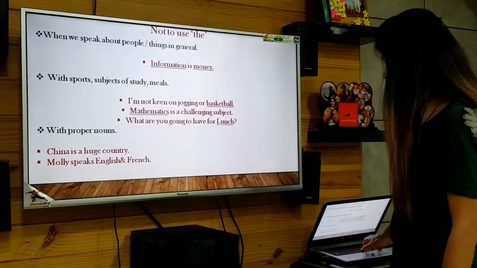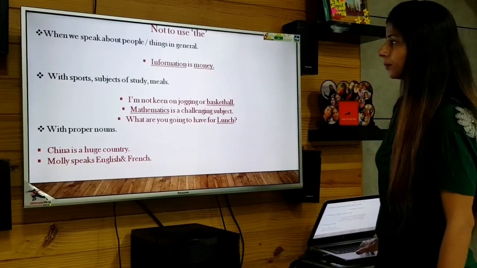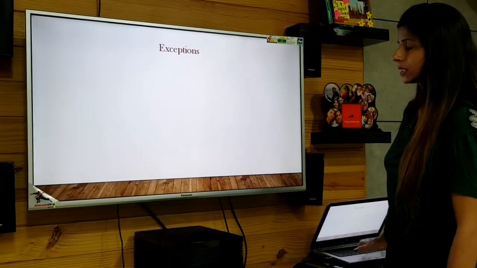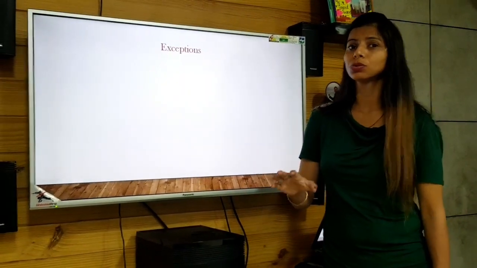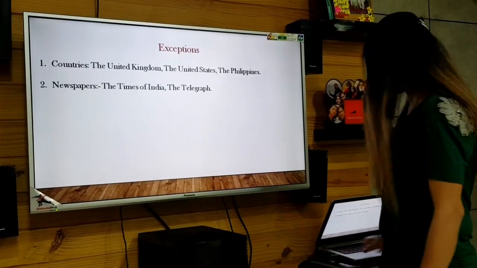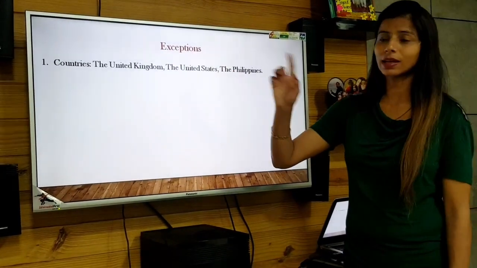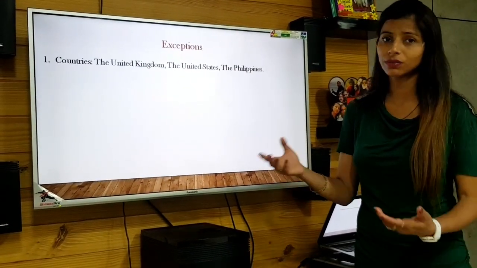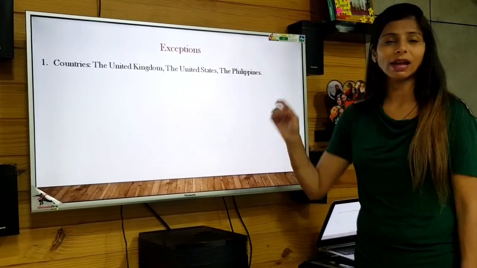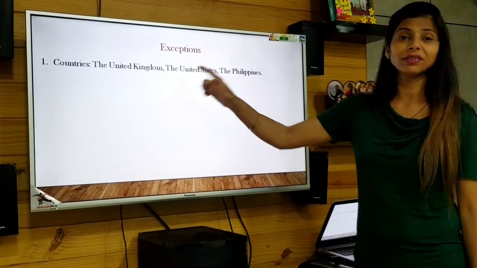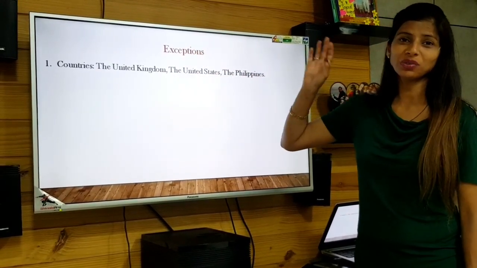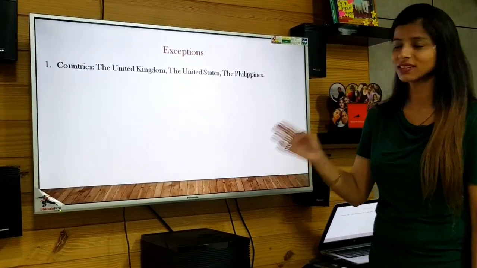So then what is there? Next we will talk about exceptions where these rules are not followed. So what are the exceptions? The exceptions here are, first of all, countries. As I have just mentioned, with the names of countries, though these are proper nouns, still we are adding "the" here. Why are we adding "the" here? Because it comes under the category of exceptions. There is no rule behind it, right?